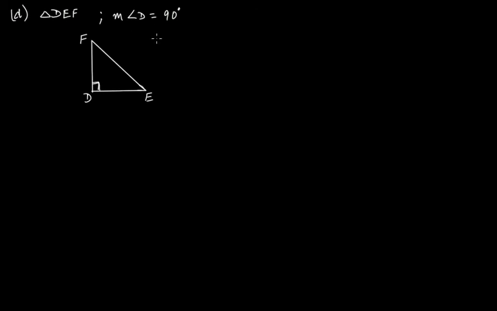So we know that if any triangle contains a right angle, then that is a right angled triangle. That's a right angled triangle.